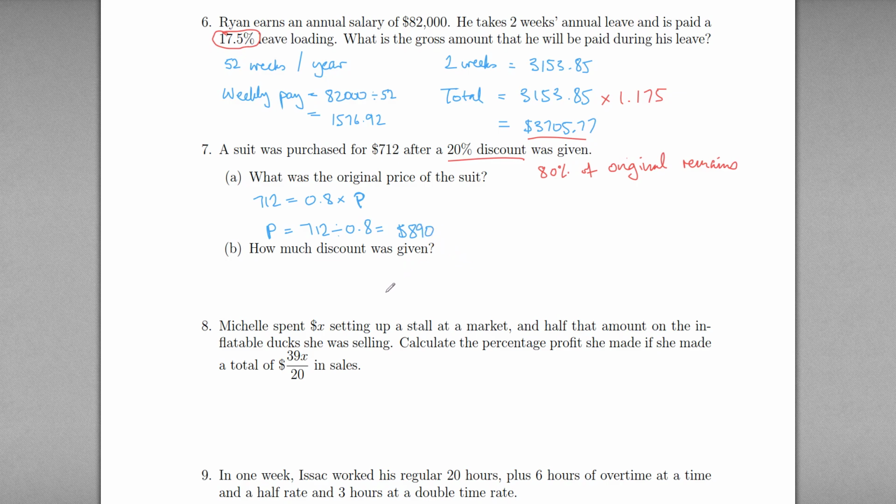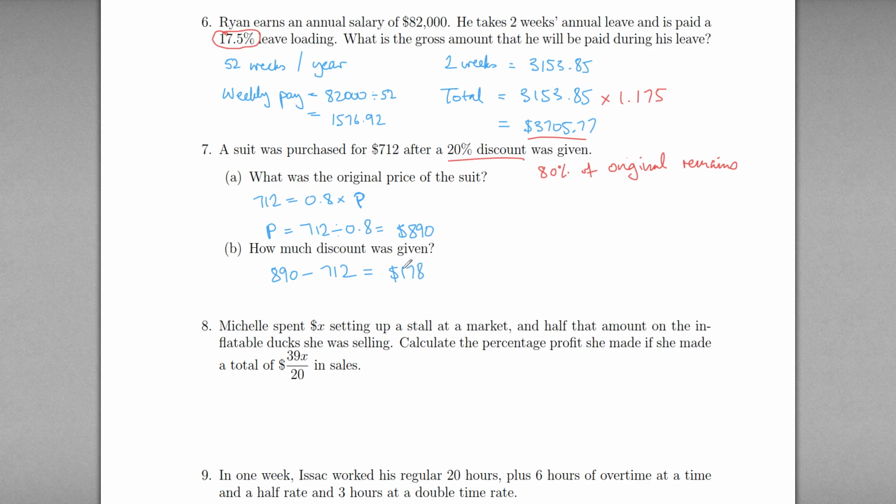Okay. Alright, so how much discount was given? Well, two ways to do that. I can either just see the difference between these two things. That might be the easiest. So 890 minus 712. So that means that $178 discount was given. That's one way.